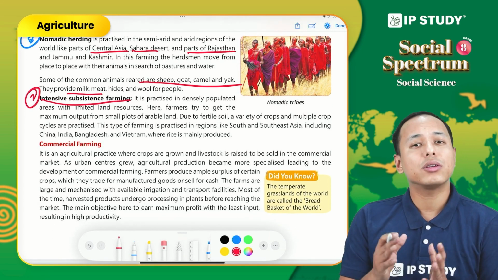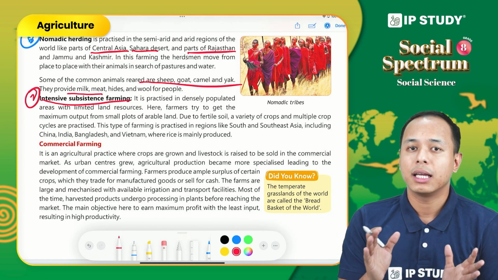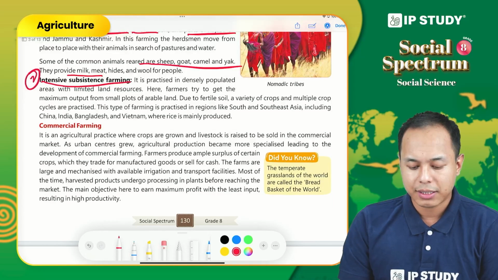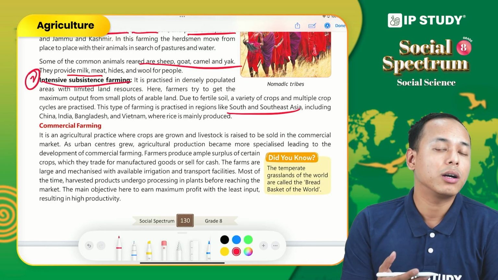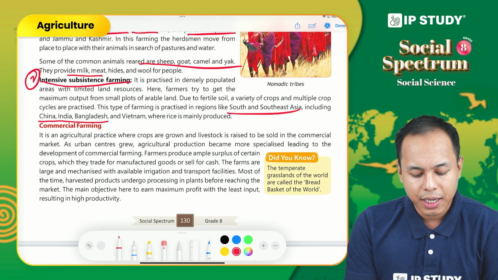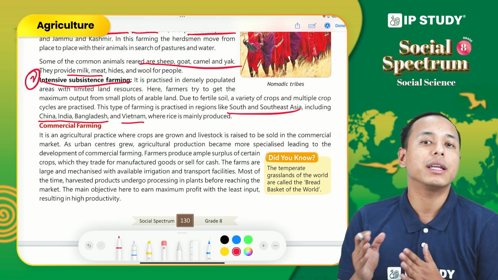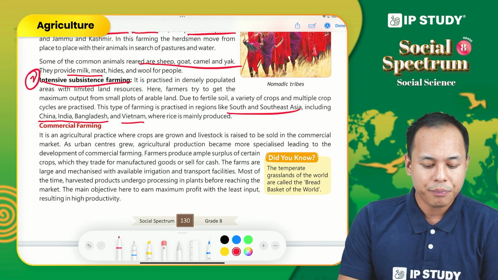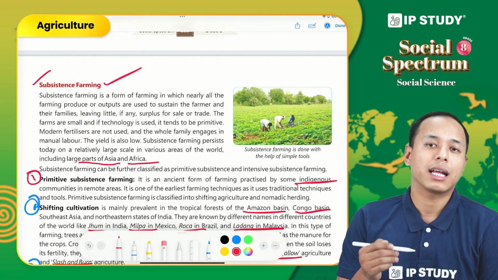Okay, and the soil is also fertile. As a result, multiple cropping is also possible in this area. For example, South and Southeast Asia, and if you take the countries China, India, Bangladesh, Vietnam, where rice is mostly produced or cultivated in this method. So this is subsistence farming and its different classifications.